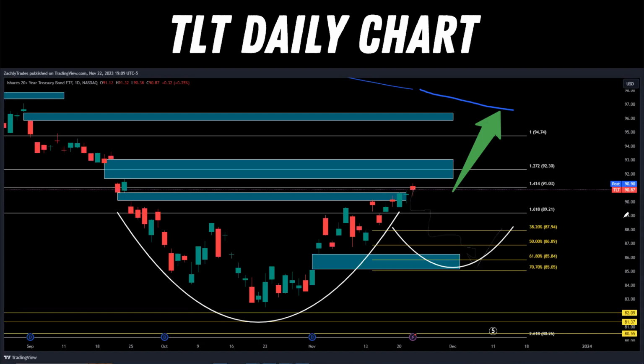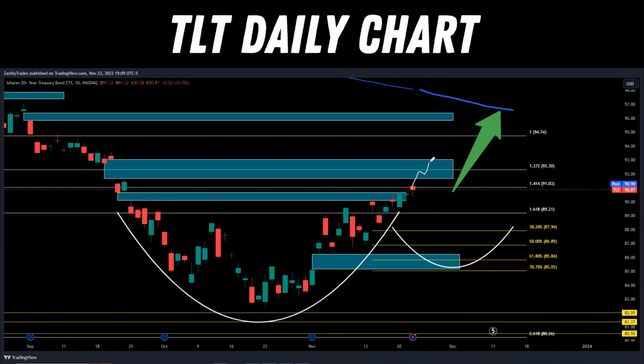Now, it doesn't have to. These blue boxes right here, these are what's known as gaps, right? And there's tons of gaps on the TLT chart, but we're very close to a gap up here, right up to that $93 level. And we're very close to another gap right up here to the $96 level.